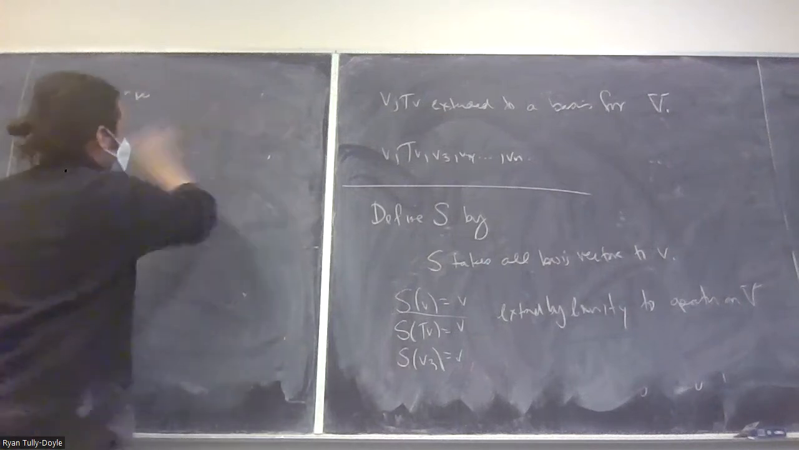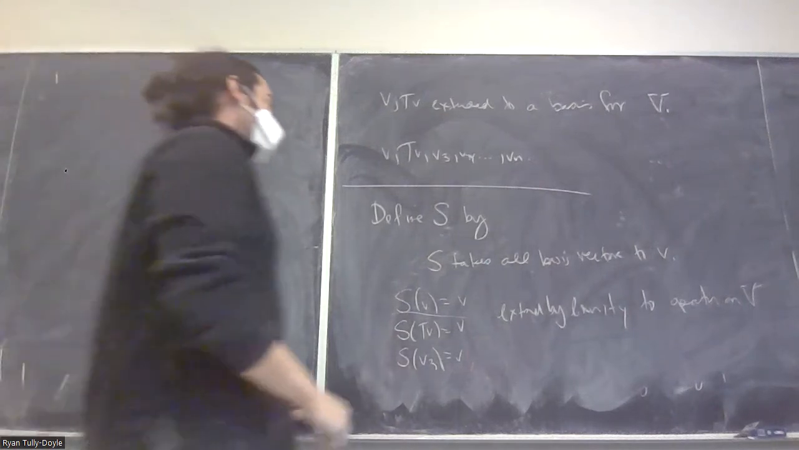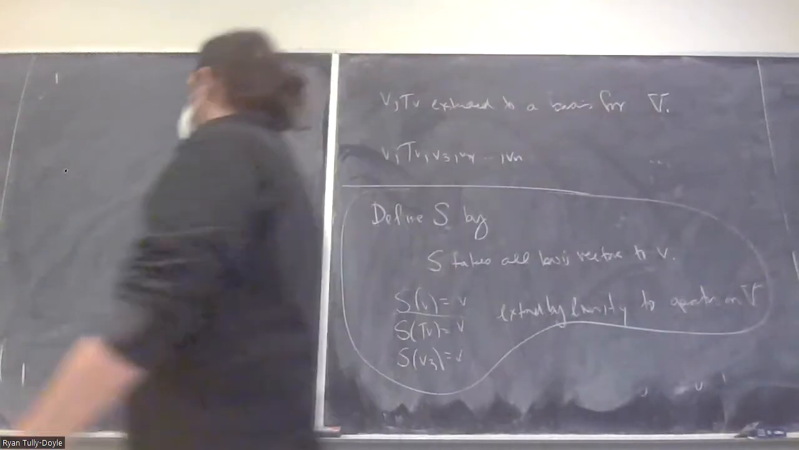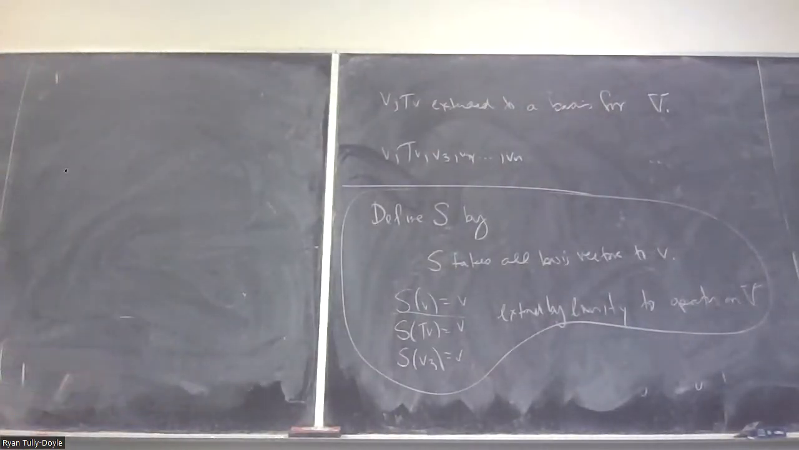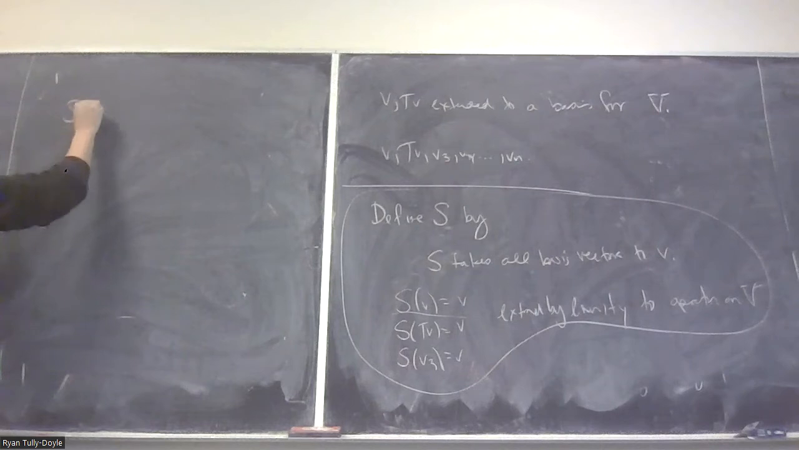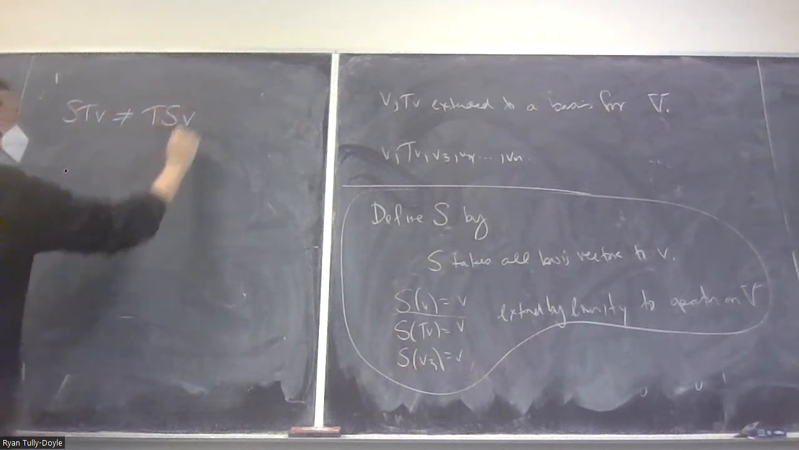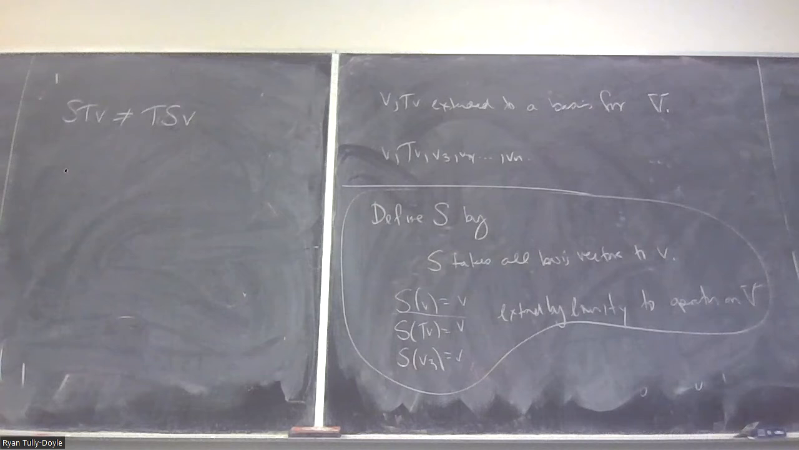Okay, so then what we're going to exhibit. If you believe that this is a linear operator, you can prove that this is a linear operator by extension, then you should buy that STV is not equal to TSV. You have to prove it's linear in the proof.